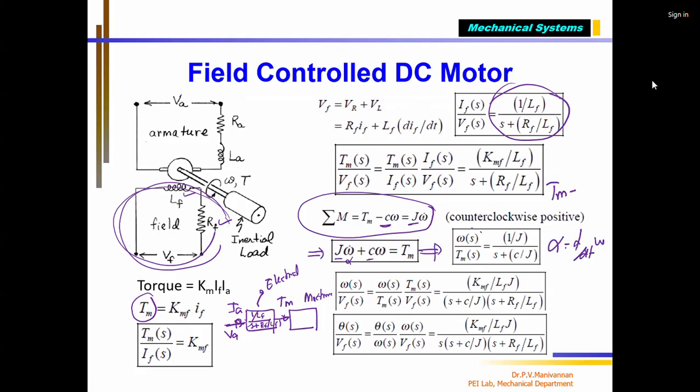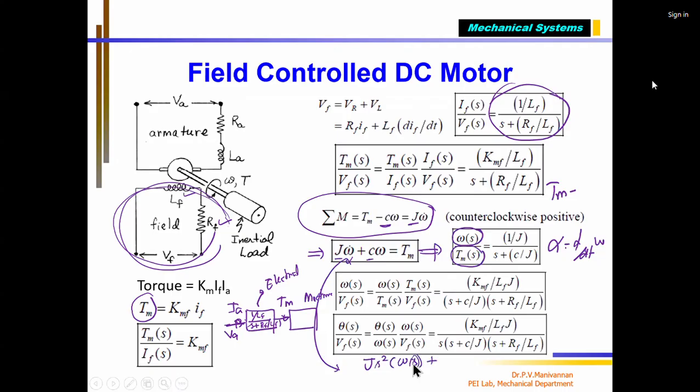What is the output? The angular velocity, the motor speed, divided by the torque generated by the electrical circuit Tm, equals 1 divided by J S plus C. Because this is in the time domain, correct? Again, I can write the Laplace: J into omega dash is nothing but S square, correct? S into omega.